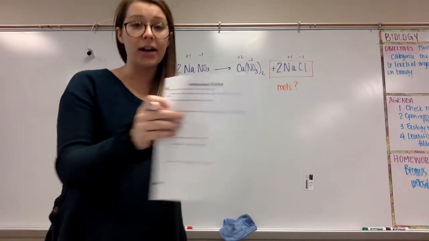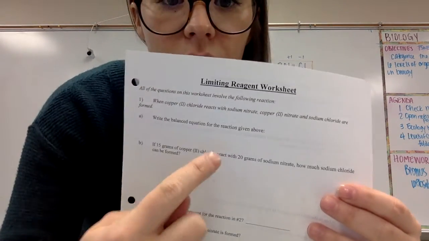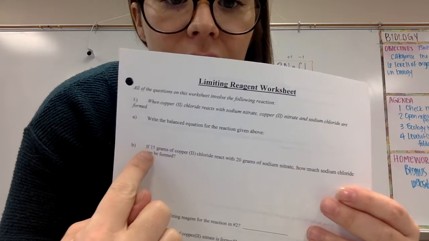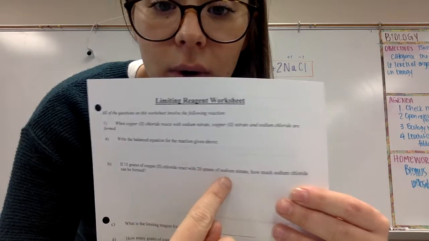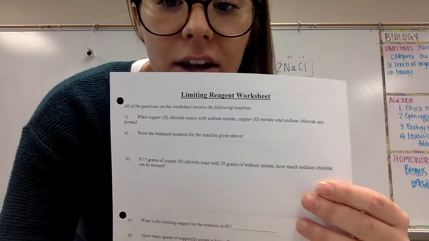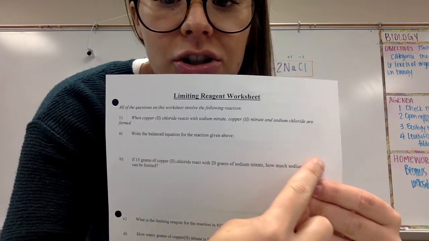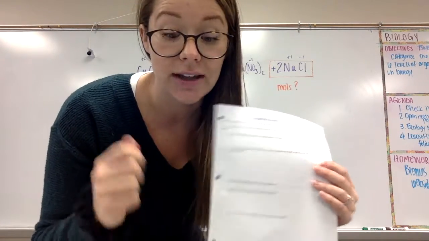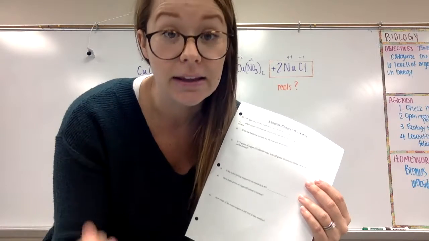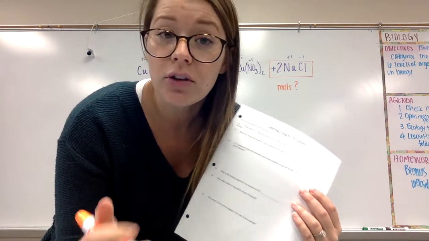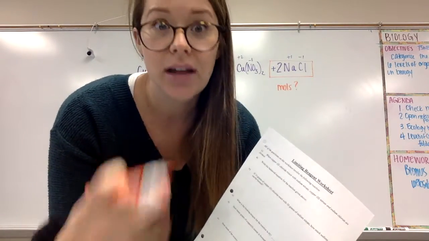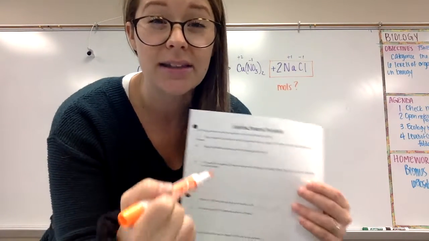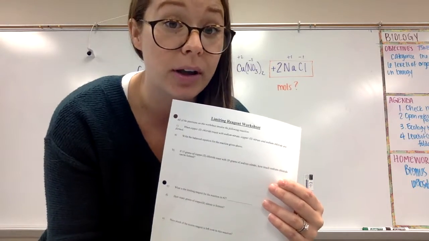So hopefully on this sheet, you realize that you have to underline 15 grams of copper 2 chloride and you have to underline 20 grams of sodium nitrate. And then you should circle how much sodium chloride. So you have 2 things underlined, 1 thing circled, and that's how you can easily identify a limiting reactant problem. And hopefully you've been keeping up with that underlining and circling as I've been telling you to do throughout these units because it makes it a lot easier to determine what type of problem you're working with.